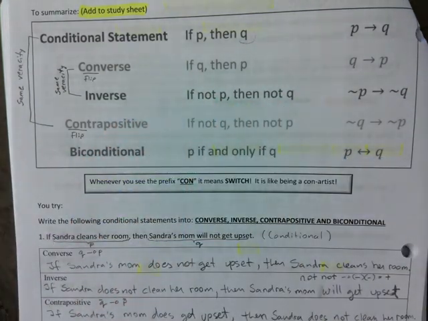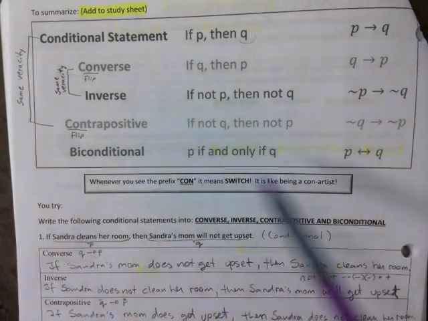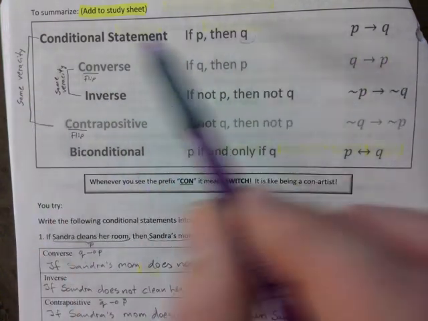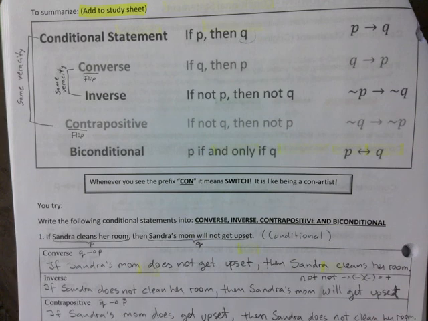Okay, so this is basically what I would suggest to have on your study sheet. The province usually has at least one of these somewhere on the exam. Is it always rewriting a statement? No. Sometimes it's just asking you, hey, if this is a conditional, which one of these four is the converse? So it's a multiple choice. Sometimes they make you rewrite it. It depends on the scenario.